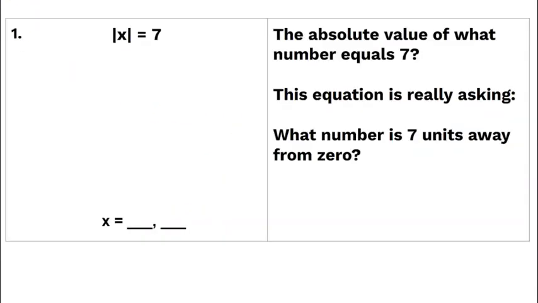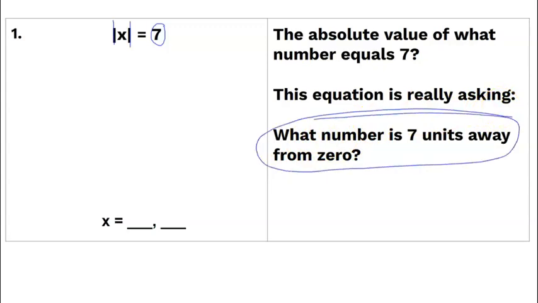So when we solve an absolute value equation, right now we're saying the absolute value of some number is going to be equal to 7. So what this equation is really asking is, what number is 7 units away from 0? Because if we're trying to figure out the absolute value, we want to know the distance. So it's saying we know the distance is 7.